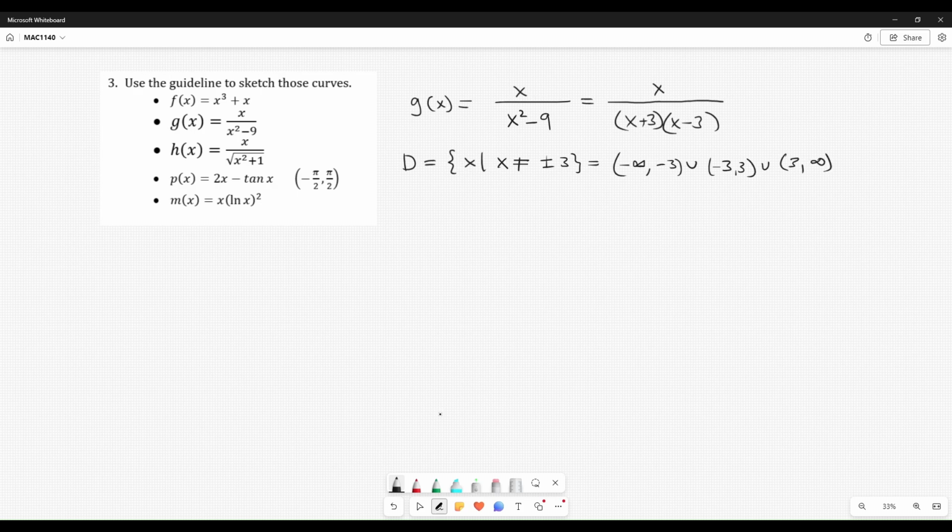The range is not easy to see, but I predict, after verification when I see the graph, it's all real numbers. All real numbers, positive infinity to negative infinity.